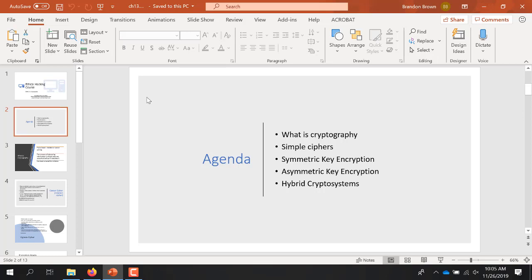Right, but we're going to look at basic definitions of cryptography, what ciphers are, how ciphers are used, and what symmetric and asymmetric cryptography are, and the difference between the two. And honestly, those two concepts translate across all different certifications. And then a little bit different here in CEH, they're going to touch on hybrid crypto systems.